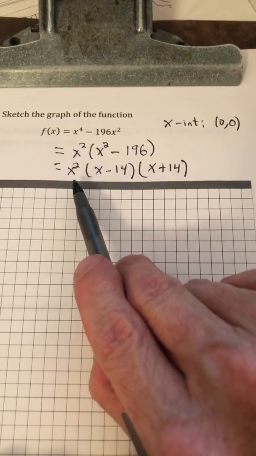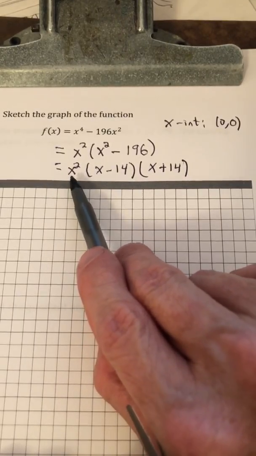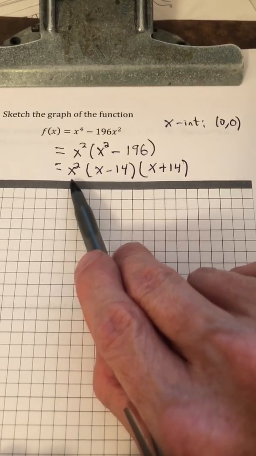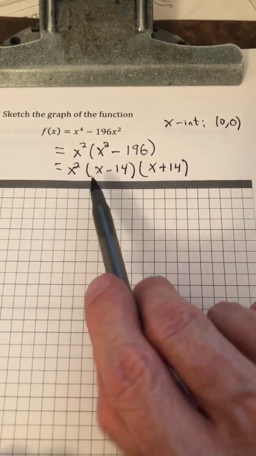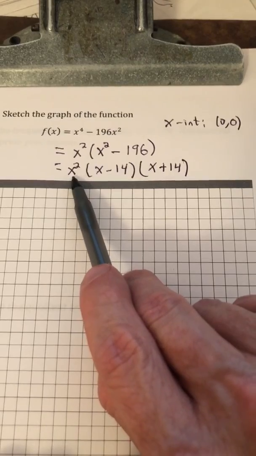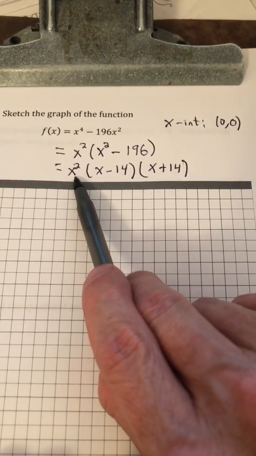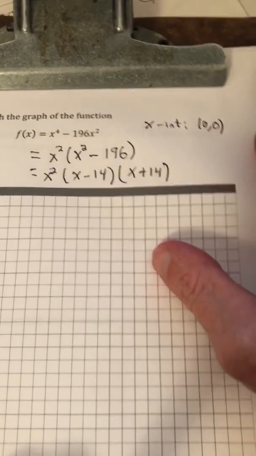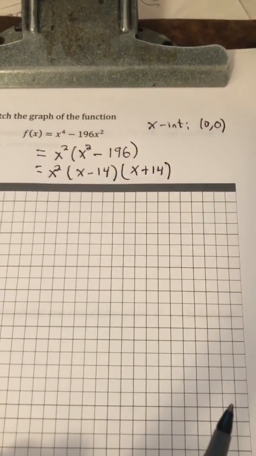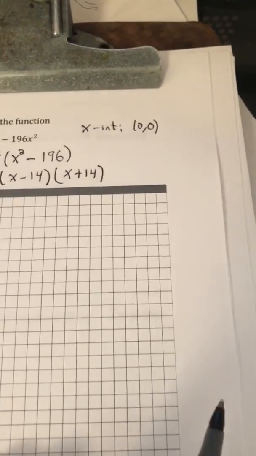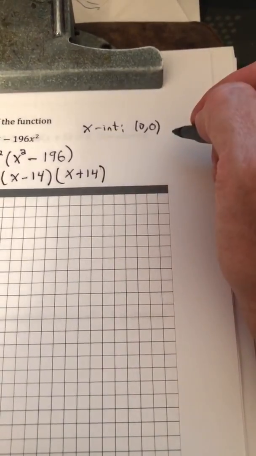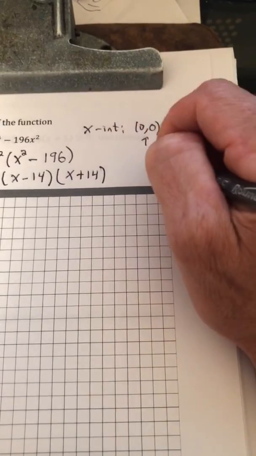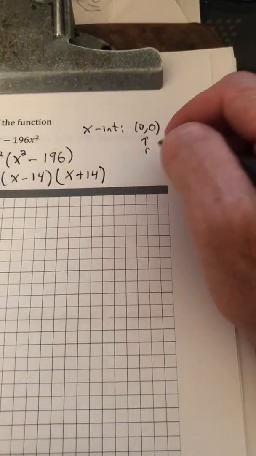Now, notice that at x equal to 0, this is x squared, so that factor is raised to an even power. So the multiplicity is even, and what we expect to happen on our graph is a reflection or a bounce. So you can write that: at the origin, we're going to have a reflection.